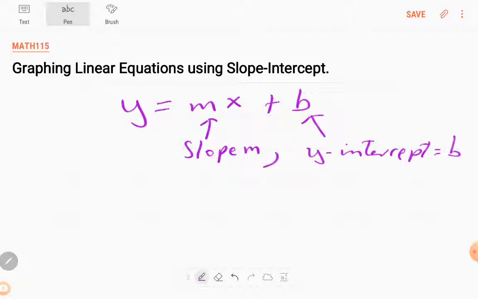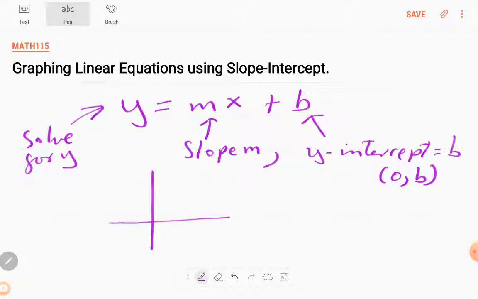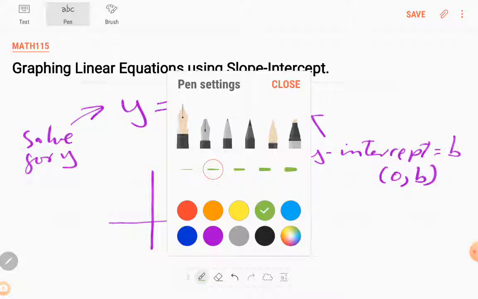Now, in order to read off the slope and the y-intercept, we have to solve for y. So solve for y before we can read off the slope m and the y-intercept b. And this y-intercept b occurs at the point (0, b). So if we're given a linear equation in slope-intercept form, then the intercept would be that point.